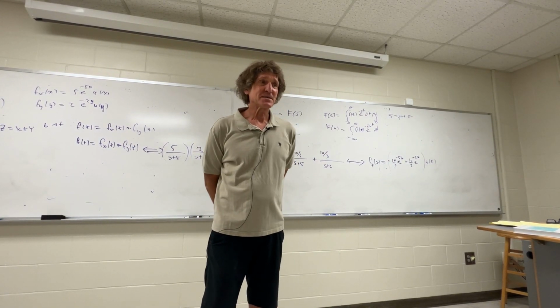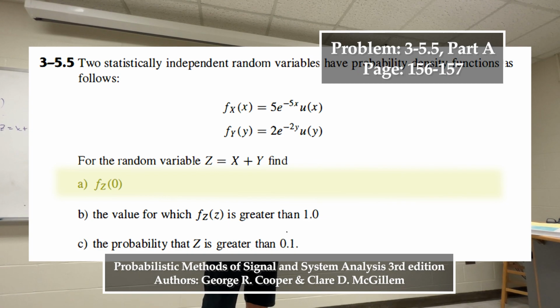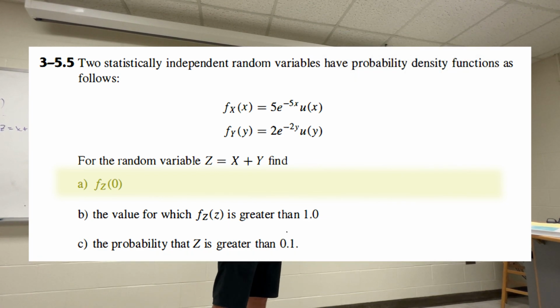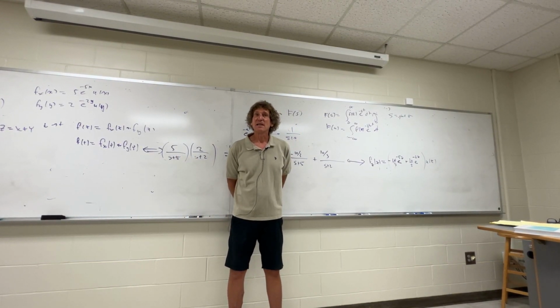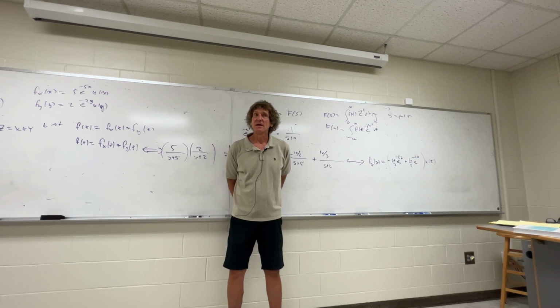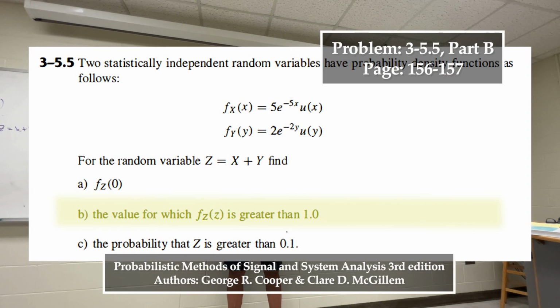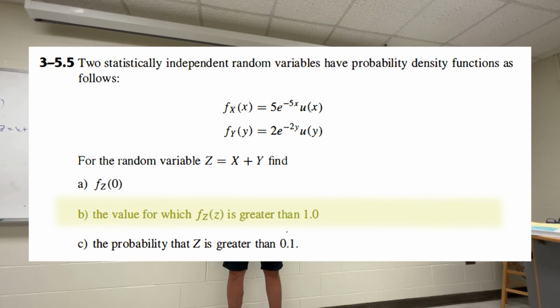What's the next thing they ask? He wants f of z of 0. What is f of z of 0? Take a look at this. Here's where people make mistakes. Let z be 0. What do you get? 0. Is that the right answer? Hallelujah. Next one. The value for which f sub z of z is greater than 1.